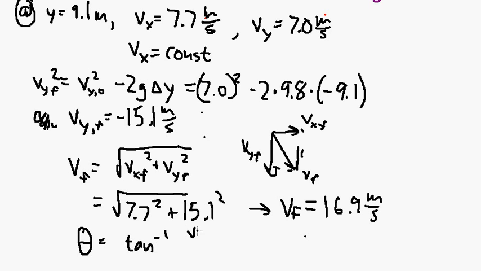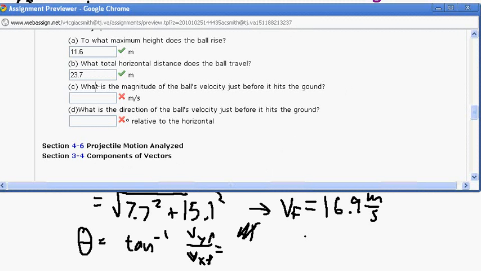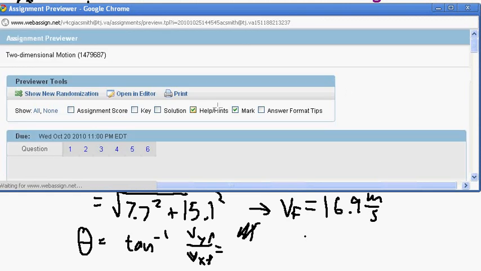And then the angle with the horizontal is going to be arctan of Vyf over Vxf equals negative 15. Well, I'm going to punch this in and see if this is correct, and if it is, I think I'm just going to let you guys figure out the angle by yourselves, because I think you can do that. Let's see, and yep, it's correct.